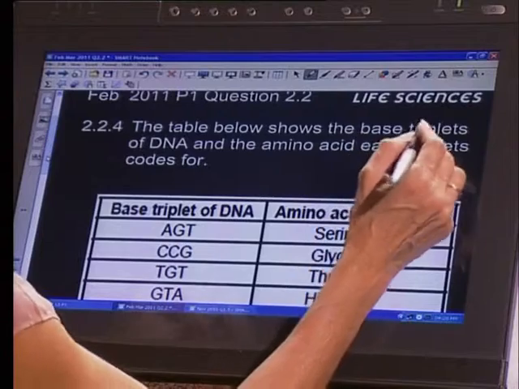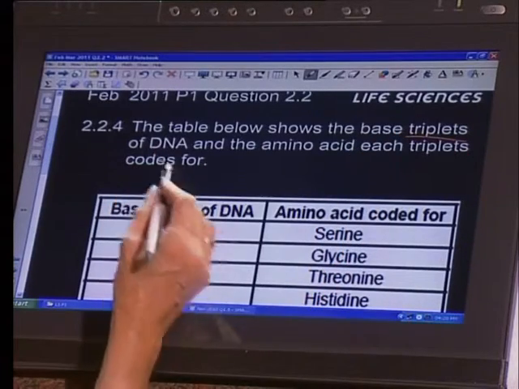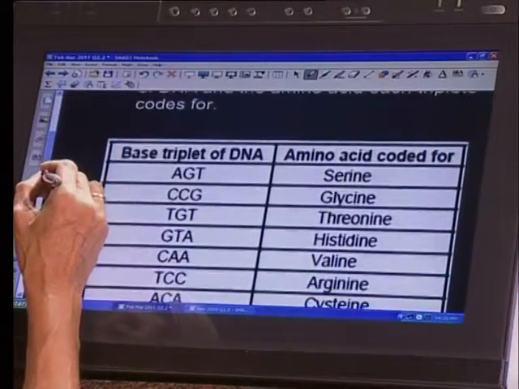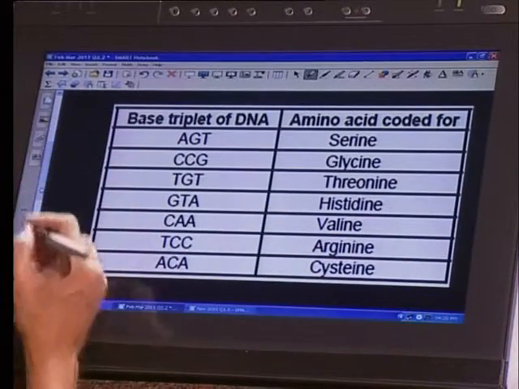All right, now we look at this, and it says the table below shows base triplets of DNA and the amino acids each triplet codes for. Also, in the back of your head, remember that your amino acids will group together to form macromolecules, which are called proteins. All your cells, hormones, antibodies and enzymes are made of protein, except your sex hormones.